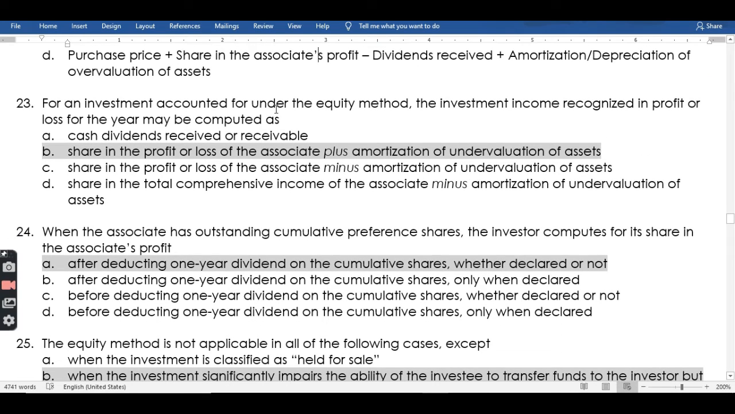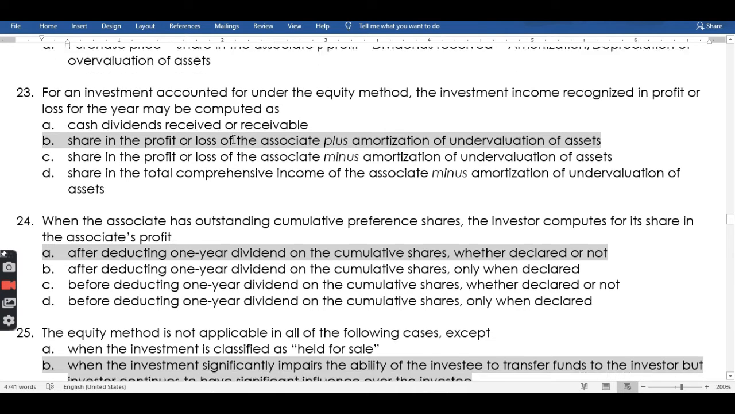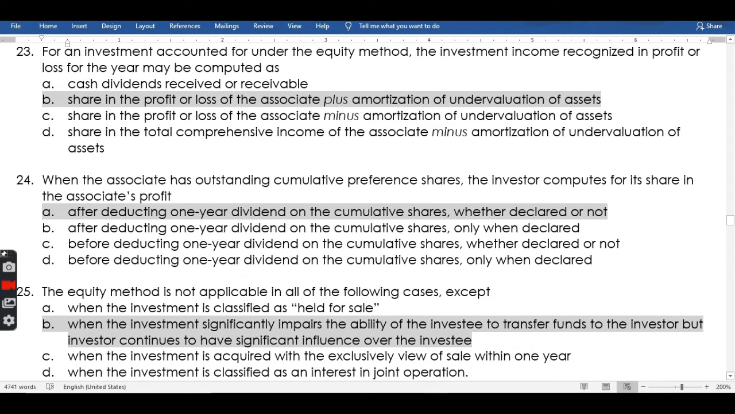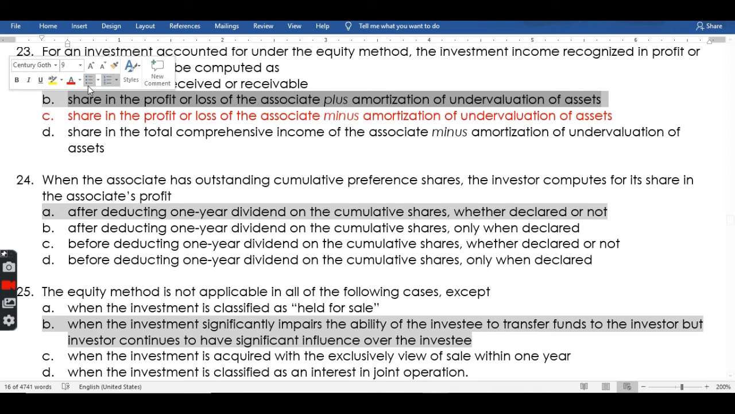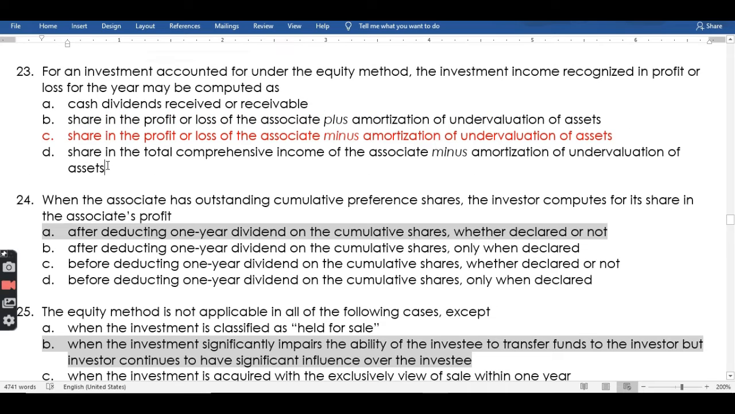23, for an investment accounted for under the equity method, the investment income recognized in profit or loss for the year may be computed as share in profit or loss. Wrong. Ito dapat yan. Mali ulit yung napindot ko kanina na ito. Ito dapat ang sagot. So, ito ay wala dapat color. Okay. So, ang sagot sa number 23 is letter C.